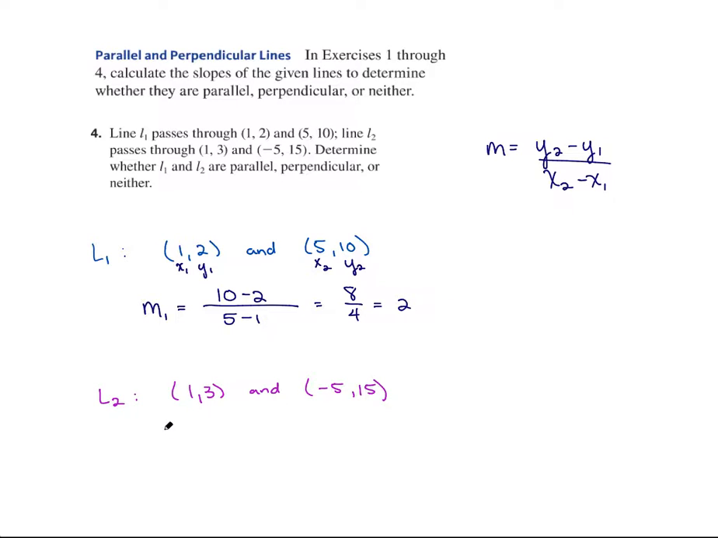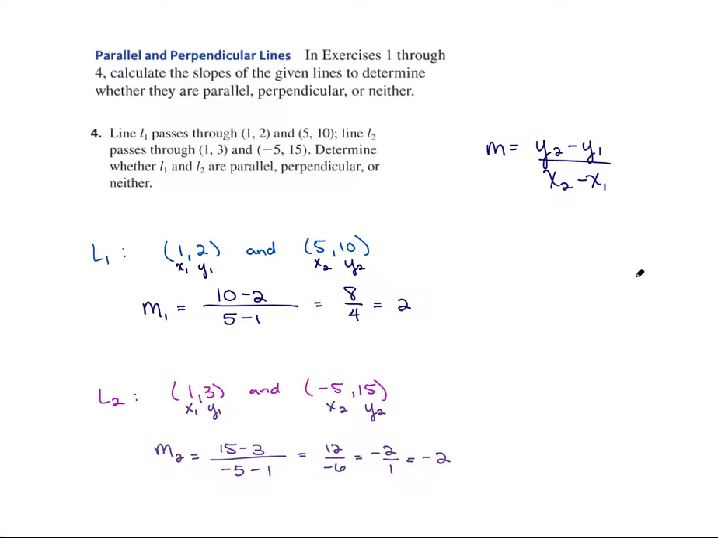Let's determine the slope of line 2. Okay, I'm going to call this x sub 1, call that y sub 1, call this x sub 2, and call that y sub 2. Let's substitute it into the formula for slope. So that's 15 minus 3 divided by -5 minus 1. Okay, so we get 12 over -6, which we can simplify to -2 over 1, or -2.